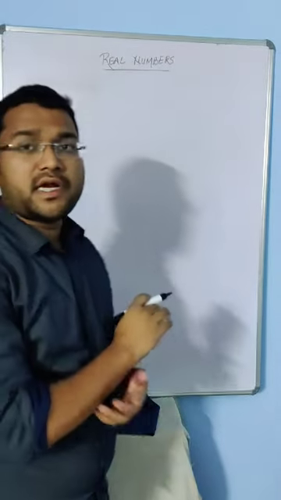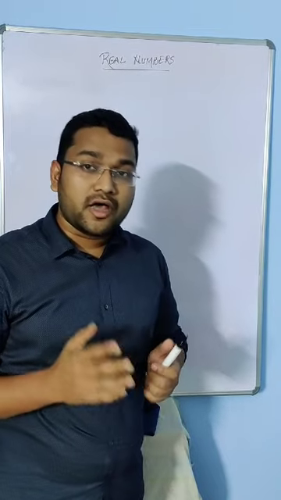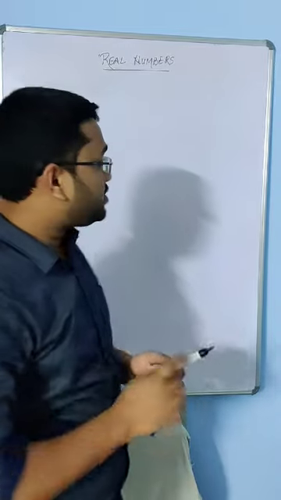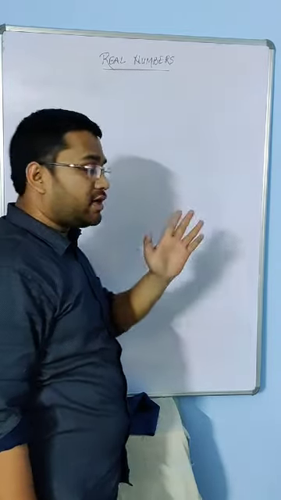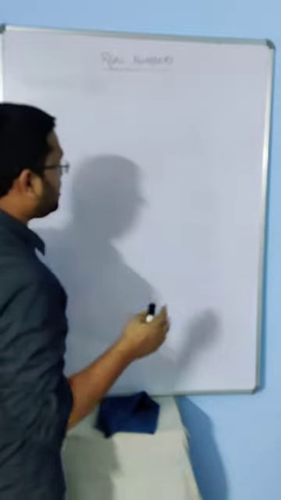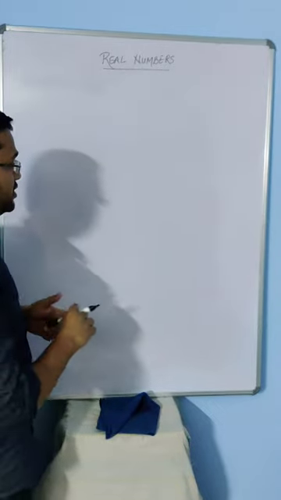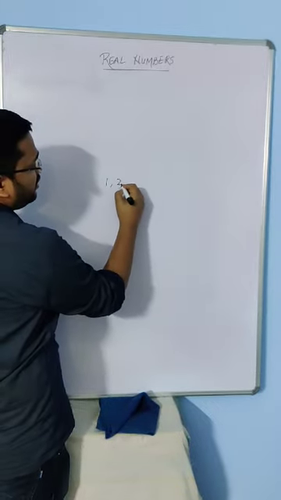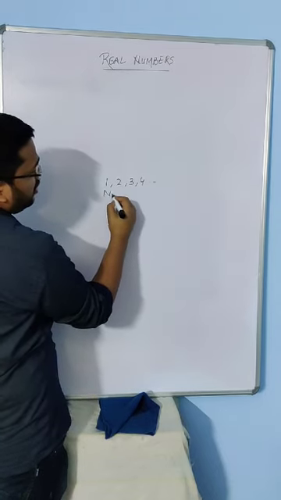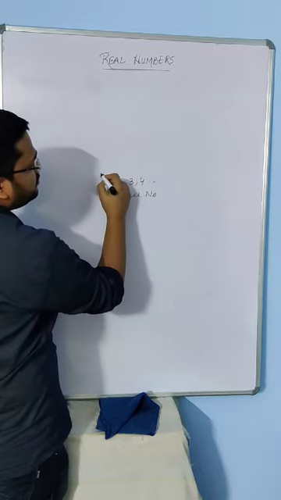Prior to this, you have studied in class 9th the first chapter, which was, I hope all of you remember, number system. So we'll start with the basic intro of what you had in your class 9th. First of all, how many types of numbers do we have? The most basic numbers that we have are your counting numbers. Those are 1, 2, 3, 4 and so on. And these are called natural numbers.